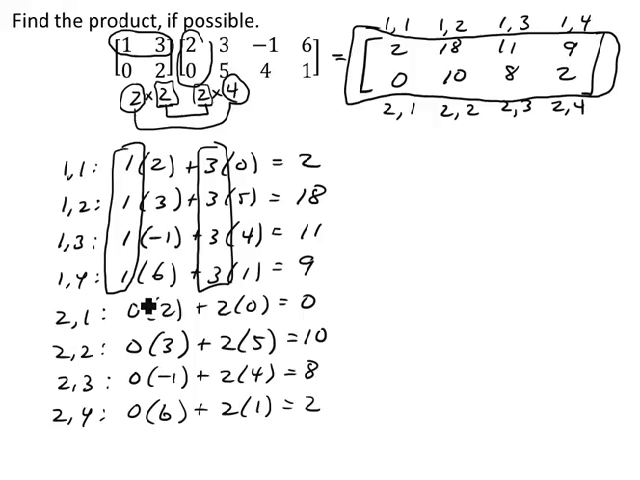Okay, then we see a similar type of pattern here in the next 4 calculations. We have 0, 2, those are the entries in the second row of the first matrix. And then again we have the first column, 2, 0, second column, 3, 5, third column, and fourth column.